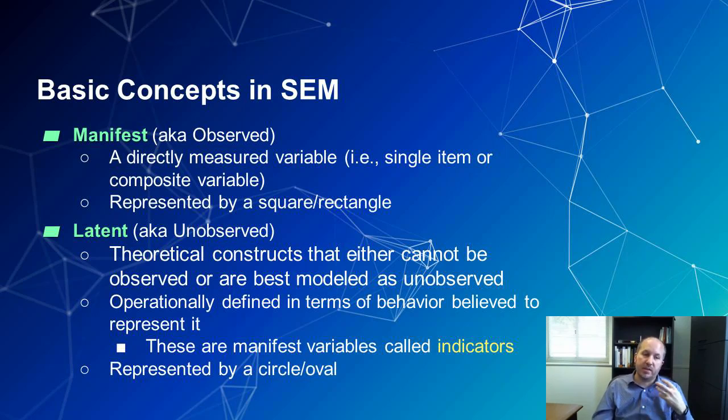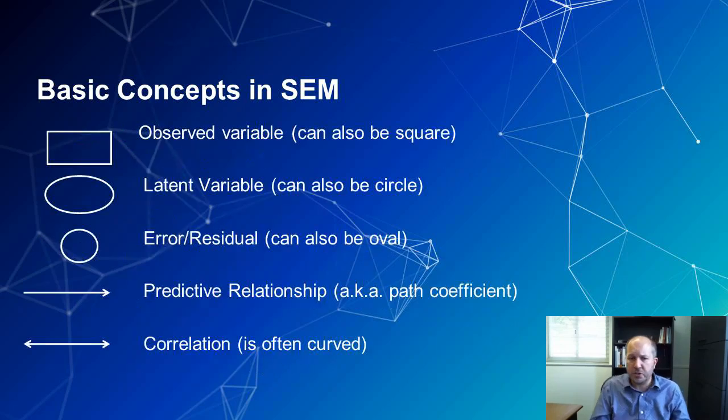And we represent latent constructs with a circle or an oval. So when you're drawing, a square or a rectangle is a manifest variable. A circle or an oval is a latent variable. In Mplus, most often they represent error or residual terms using a small circle, and they usually put an E or error in there as well. A line with a single arrowhead at the end is a predictive relationship. This is also called a path coefficient.